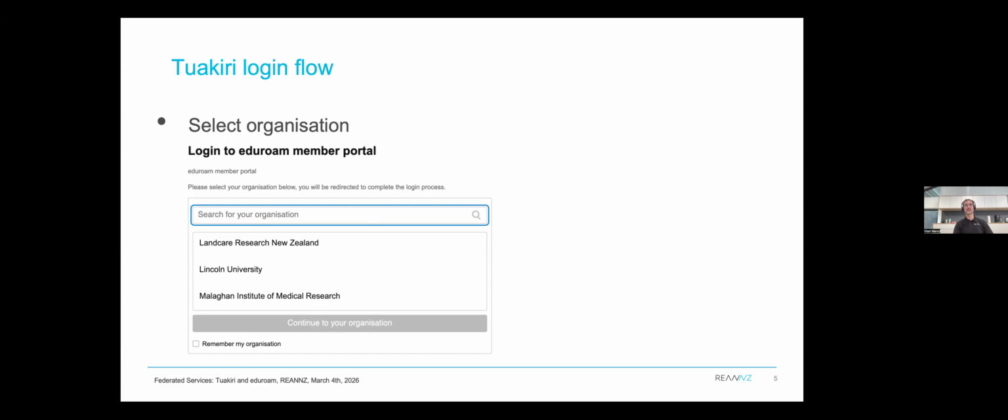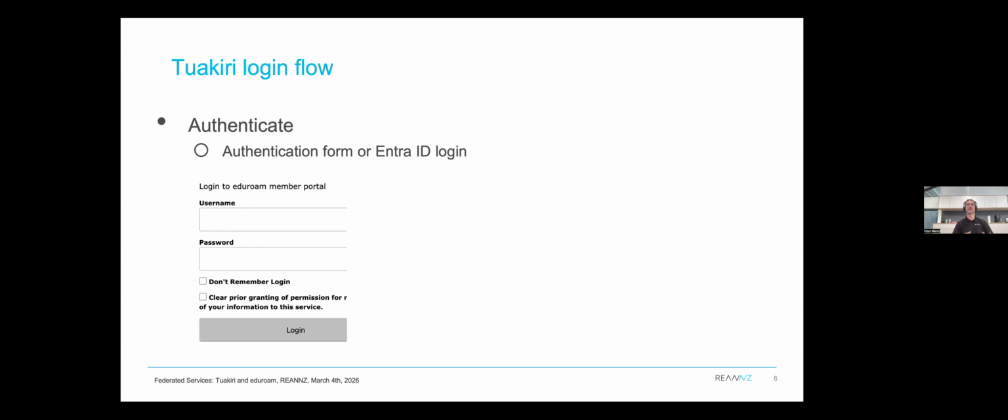And after selecting the organization, the user is redirected to authenticate through the organization's identity provider. That could be either a login form or it could be a further redirection, for example, for authenticating with an Entra ID login. And afterwards, the user is redirected back to the service with attributes about the user, confirming who the user is, the affiliation status, and so on.